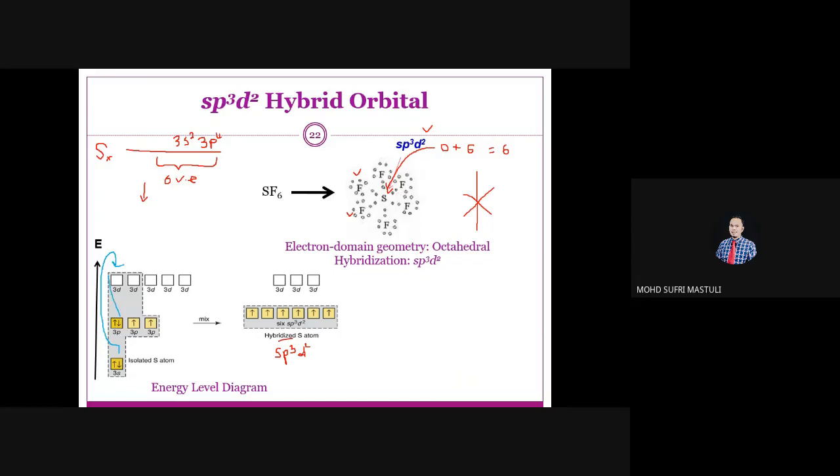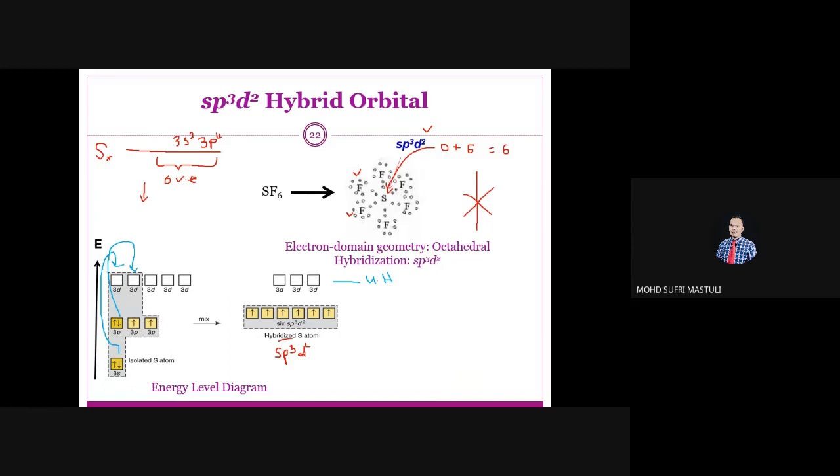Then this one, this here. So sp3d2, sp3d2. The rest remain unhybridized. So after we have 6 single electrons, this one is combined with that one, shared with this one, shared with this one, shared with that one, shared with this, and lastly this electron is shared with these electrons.